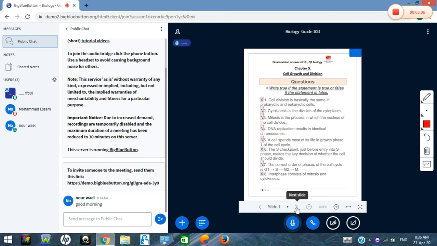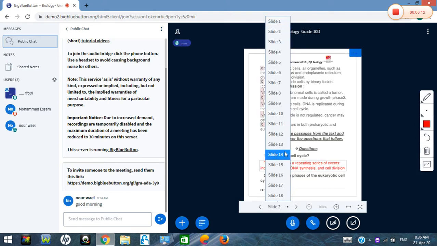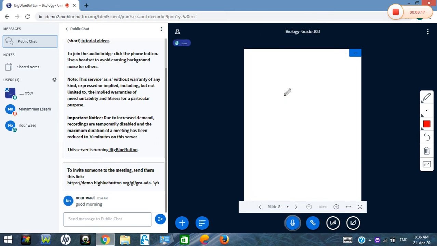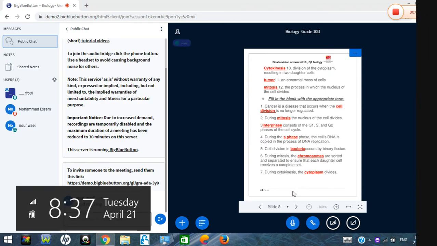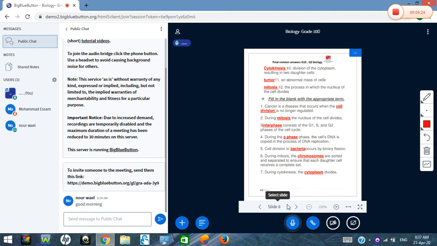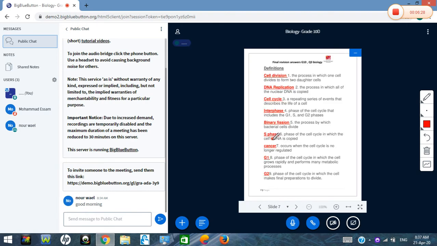In the last session, we finished the first and second question, if I remember. Okay. The third question in the revision sheet, part 1, some definitions.